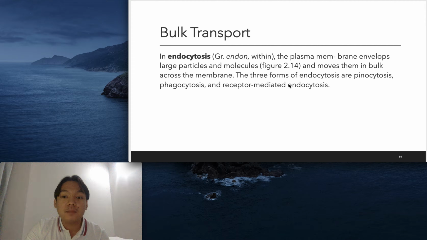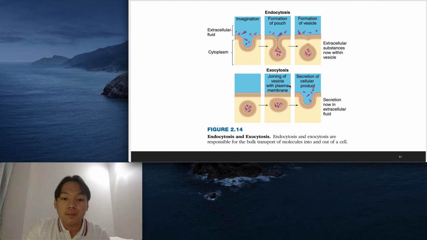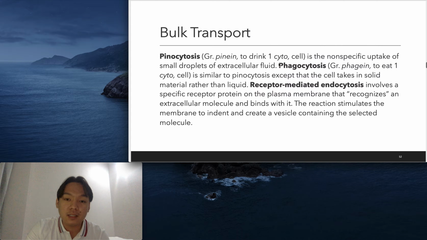In endocytosis, the plasma membrane envelopes the large particles and molecules. We have three forms of endocytosis: pinocytosis, phagocytosis, and receptor-mediated endocytosis. Endocytosis and exocytosis are responsible for the bulk transport of molecules into and out of the cell. So take a look at this one: the invagination, formation of a pouch, formation of a vesicle, joining of the vesicle with the plasma membrane, and secretion of the cellular product. So these are coming in and coming out of the cell.